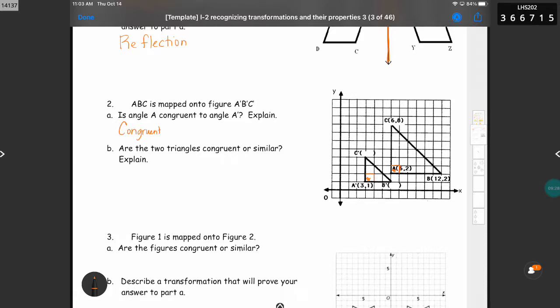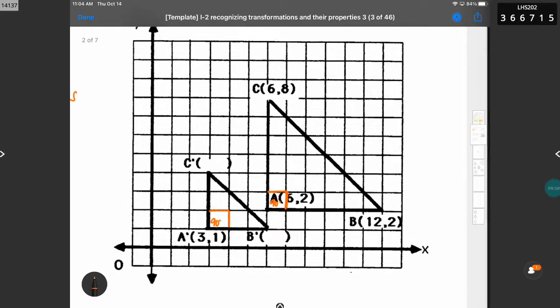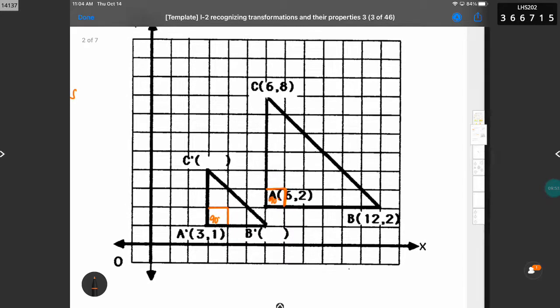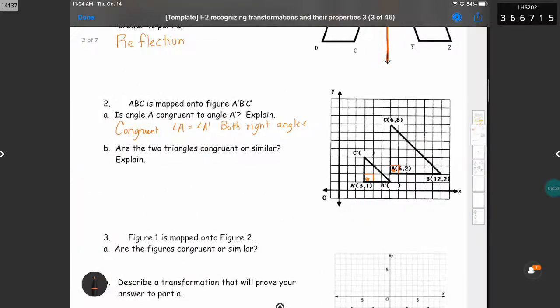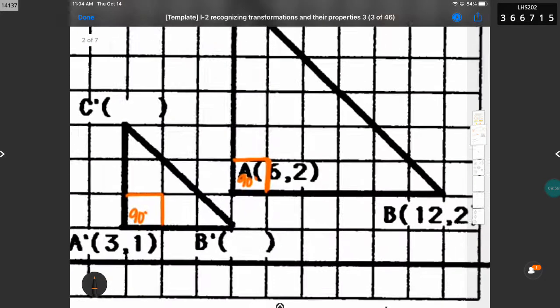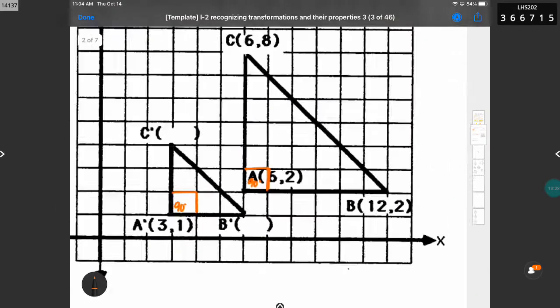Angle A is congruent to angle A prime. Both right angles. Do we see that? They're both right angles. So that is what I mean by my angle measures will stay the same. They're both 90 degrees. Just the angles. I was expecting a trick question.